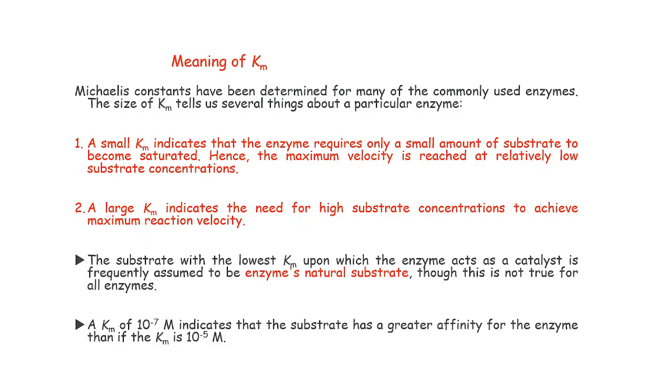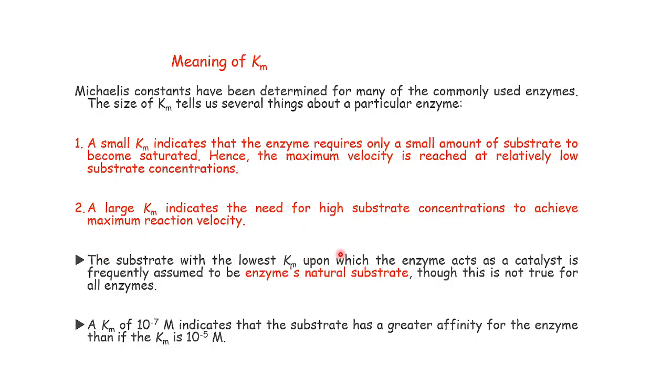Michaelis constants have been determined for many commonly used enzymes. The size of Km tells us everything about a particular enzyme. A small Km indicates that the enzyme requires a small amount of substrate to become saturated. Hence the maximum velocity is reached at relatively low substrate concentrations. A large Km indicates the need for high substrate concentrations to achieve maximum reaction velocity.